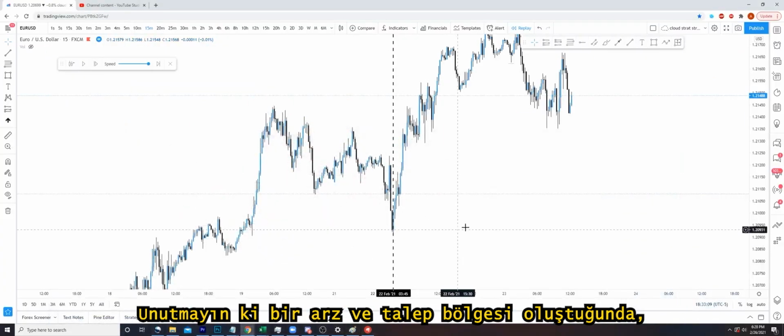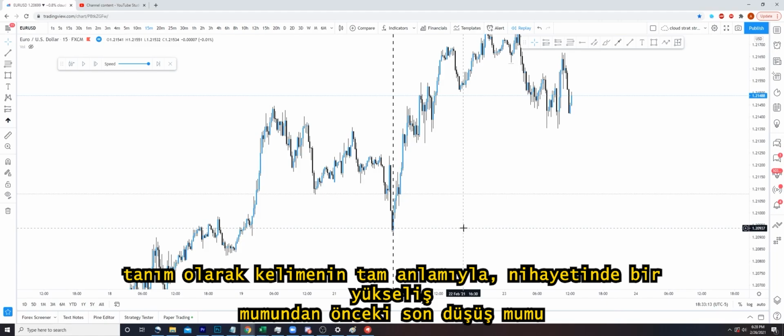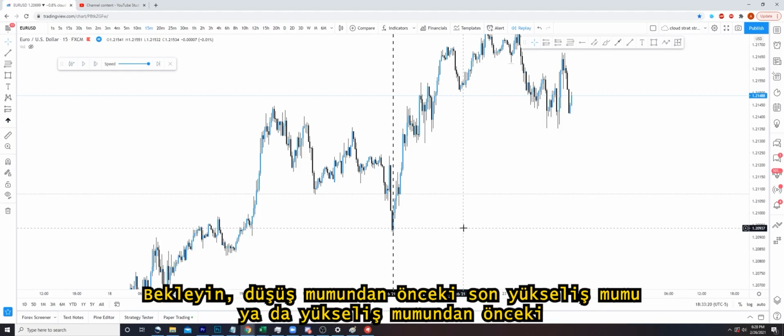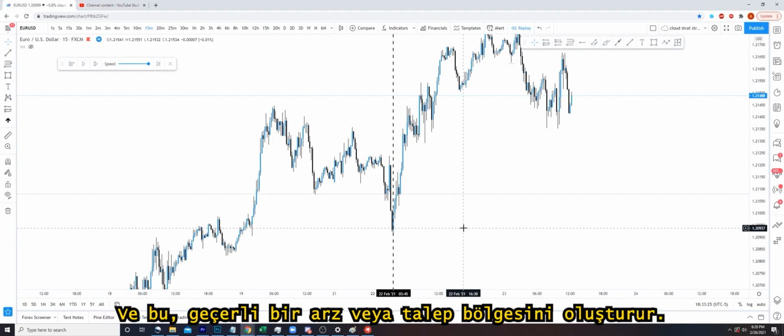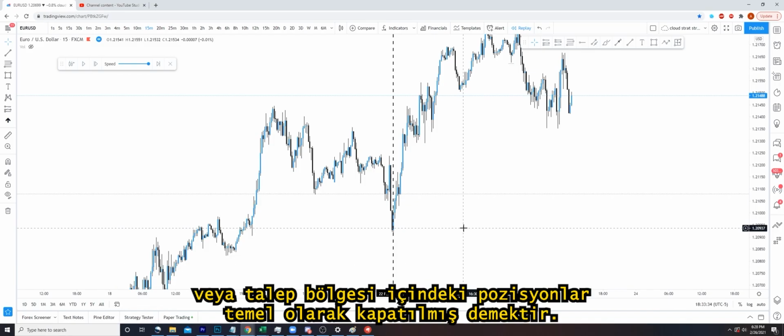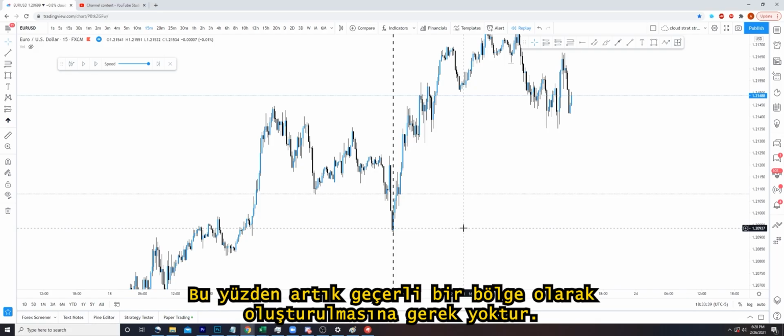Now, remember that when a supply and demand zone forms, it is literally defined as the last up candle before a down candle, or the last down candle before an up candle. And that constitutes a valid supply or demand zone. And if price mitigates that supply or demand zone, then the positions within it have basically been mitigated, so it does not need to be constituted as a valid zone anymore.